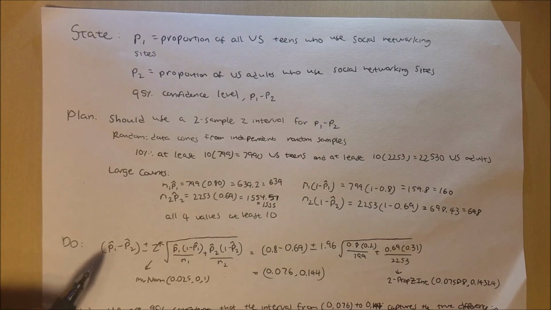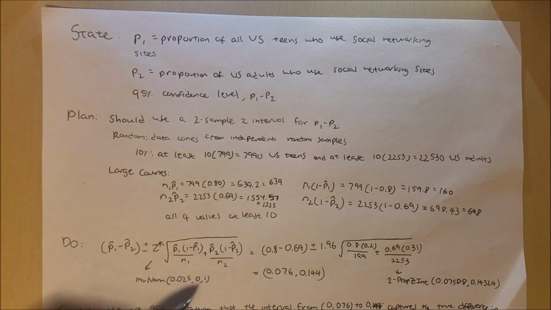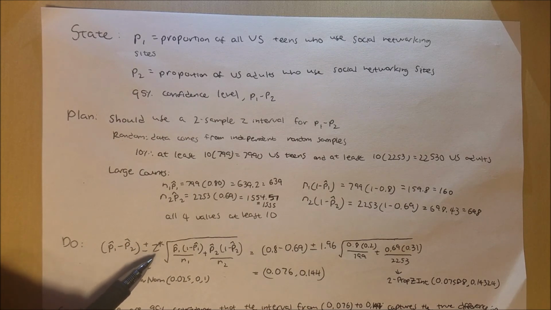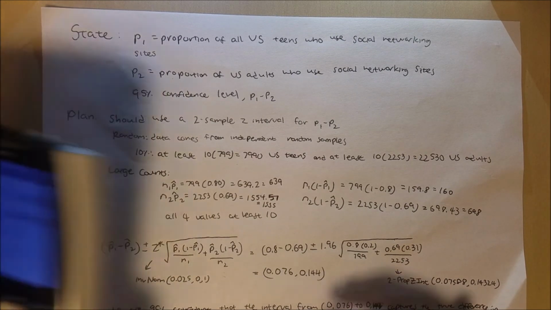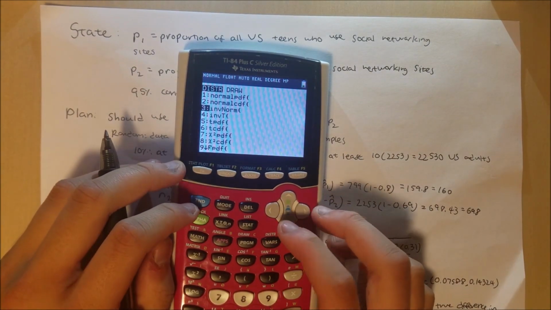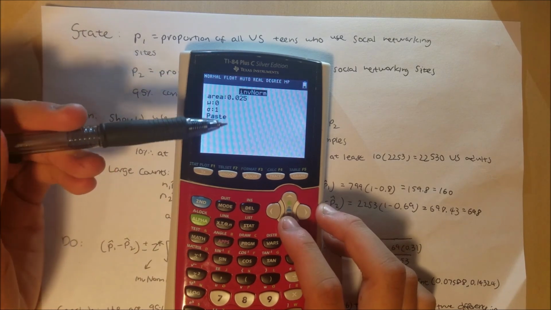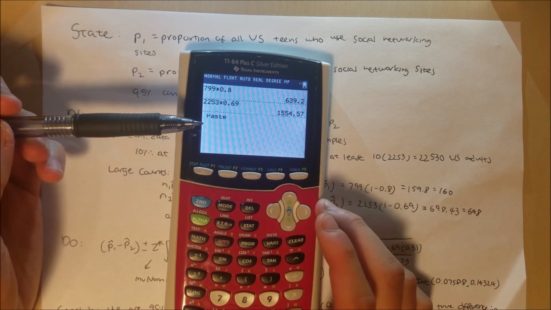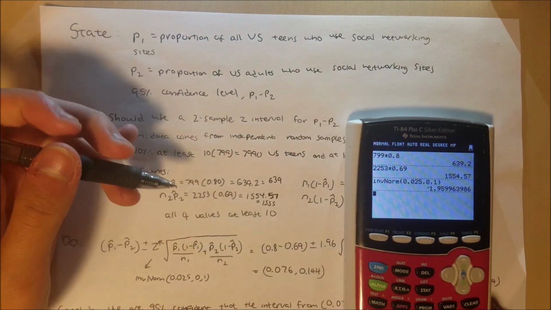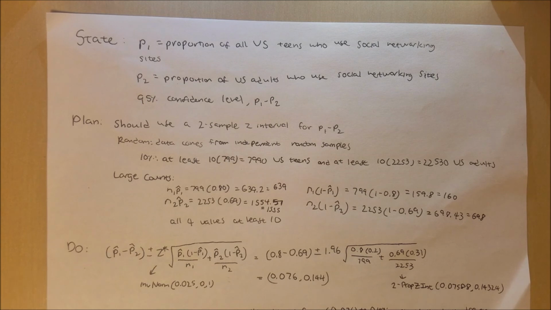So for the do part of the question, we can first write out the equation of the confidence interval, and to solve the z critical value, we can use the inverse norm function on our calculator. So let's open that, and then because it's a 95% confidence interval, we can use 0.025 for the area. So we get a critical value of 1.96.